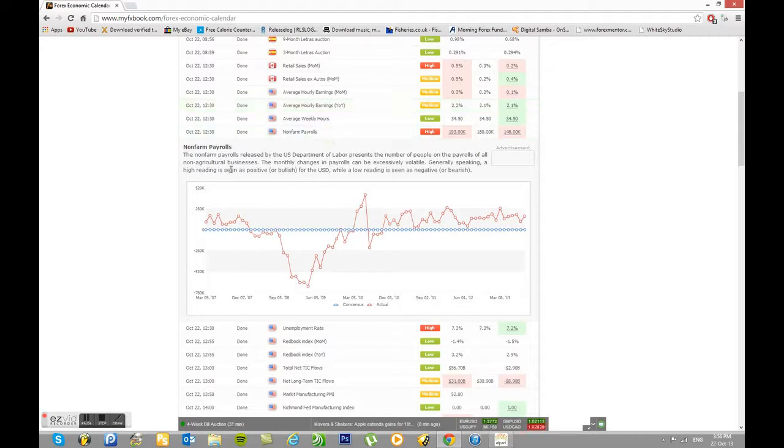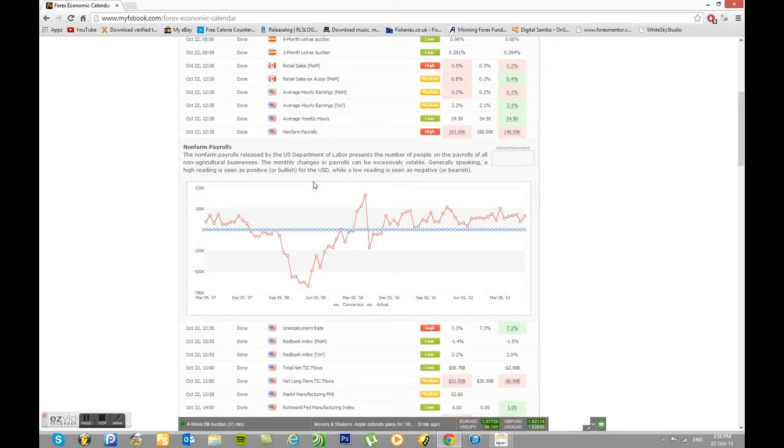Okay, so let's go over non-farm payroll then. What is the non-farm payroll? Well, MyFXBook explains it nicely. The non-farm payroll, released by the US Department of Labor, presents the number of people on the payrolls of all non-agricultural business. As we know, monthly changes can be very volatile. Generally speaking, a high reading is positive or bullish for the dollar, while a low reading is seen as negative or bearish for the dollar.